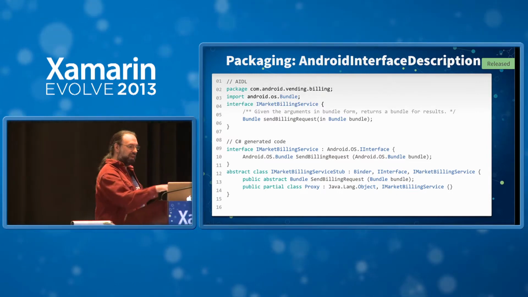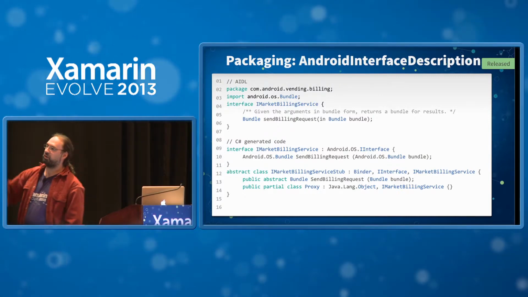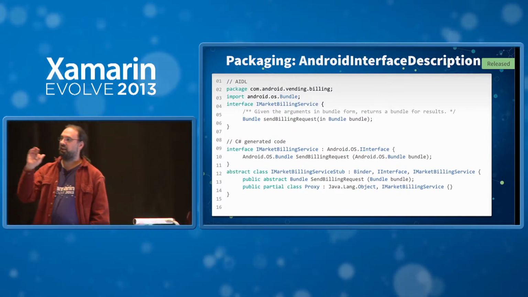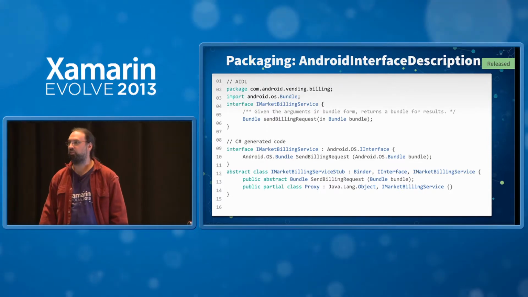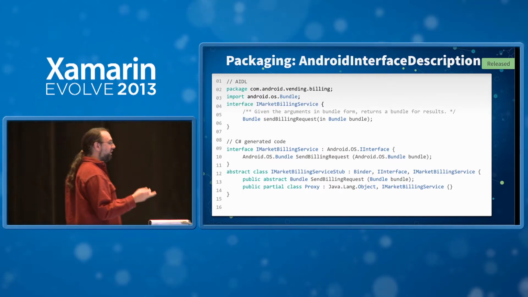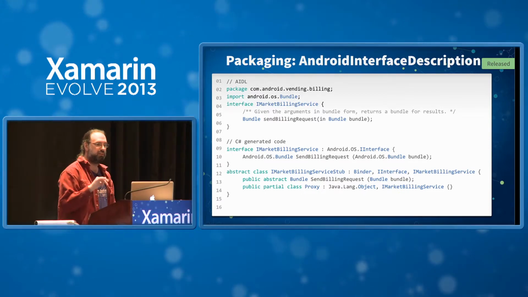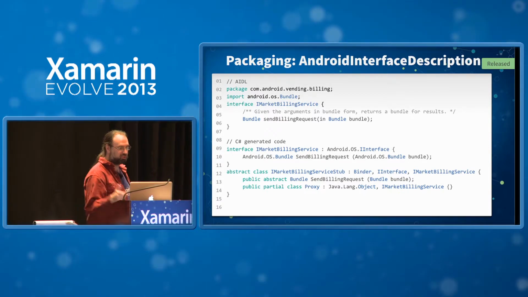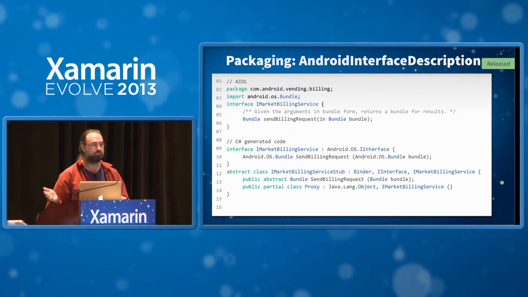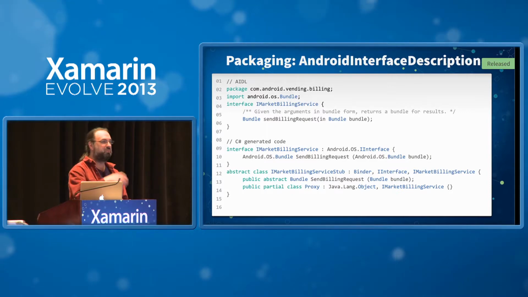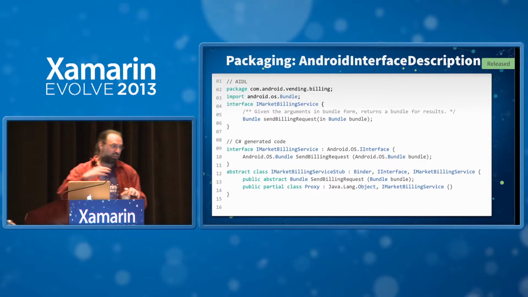And so we have a package where this particular interface, the IMarketBillingService, lives. We can import Java types that this particular interface makes use of. And so if you have a file with these contents and you add it to the project and you set the build action to Android interface description, it will generate a mess of C# code, which is fair because when you do the same thing in Java, it just generates a mess of Java code that does the exact same thing. So we're following suit.